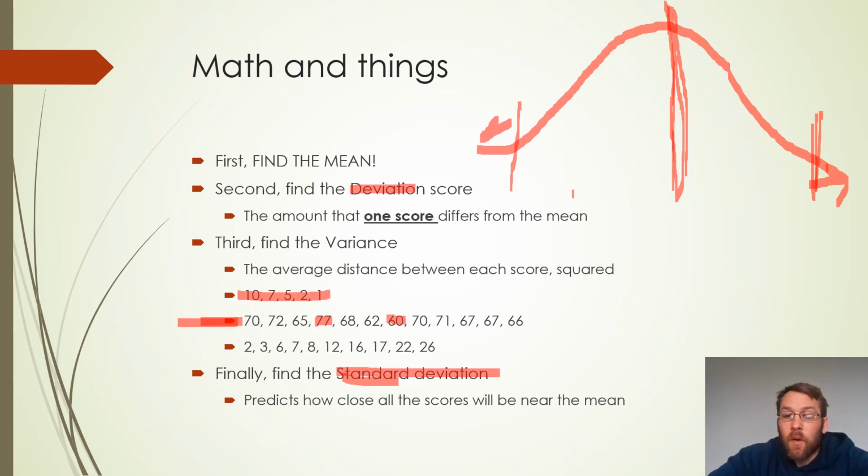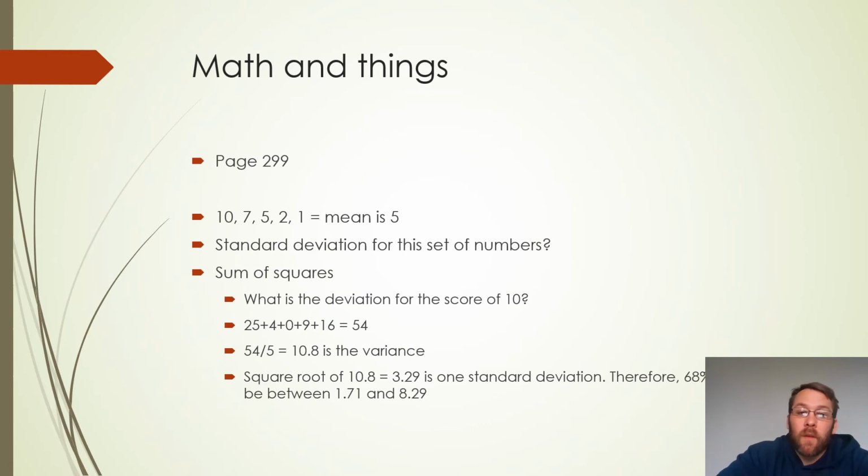All right, so let's look at this first set of data: 10, 7, 5, 2, and 1. This is on page 299 of your textbooks. So the first thing you always want to do is find the mean. We have 5 numbers here. They represent whatever it is you want to represent. It could be some sort of Likert scale: on a scale of 1 to 10, how much do you whatever, right?